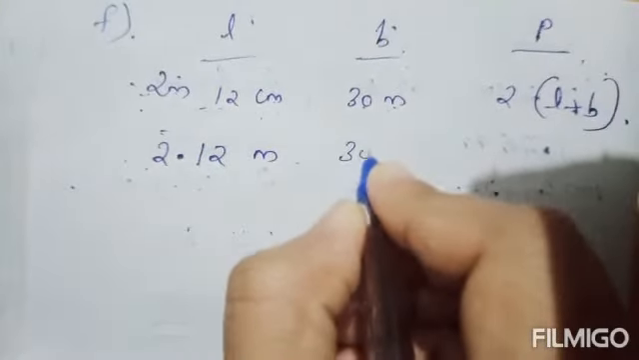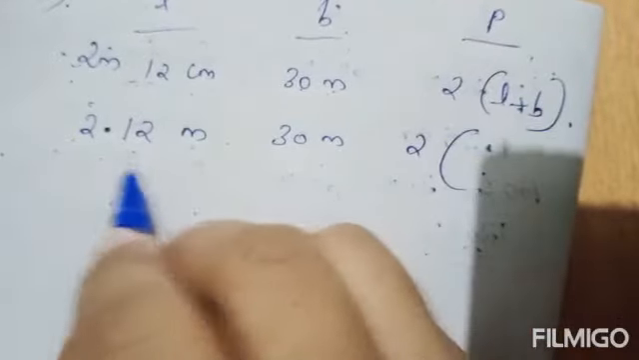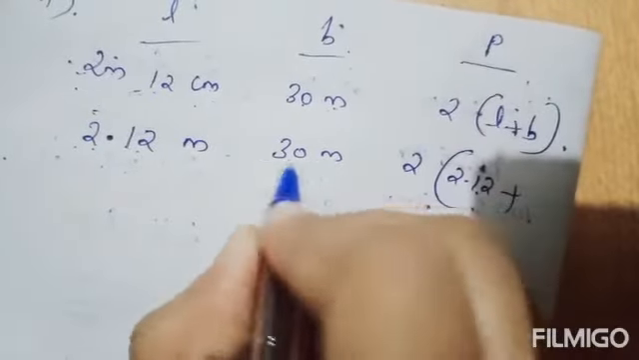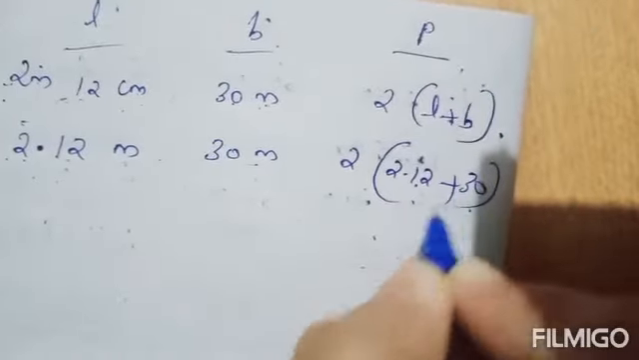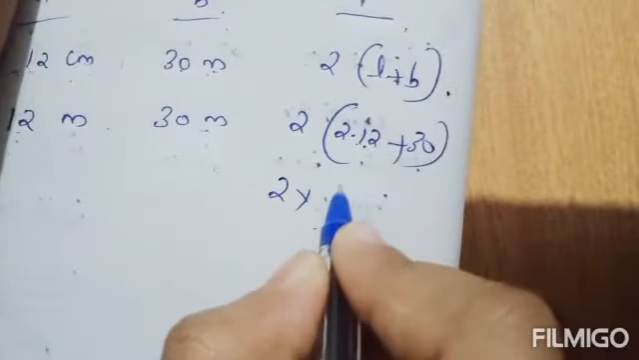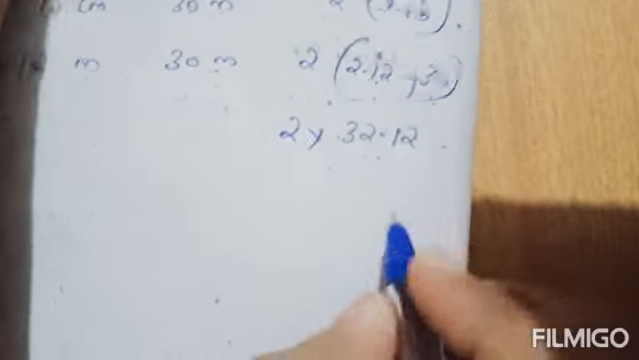Okay. Now here 30 meter breadth. Now you can substitute. In place of L it is 2.12 plus breadth it is 30. Now 2 into 2.12 plus 30 you will get 32.12. Now find the product.